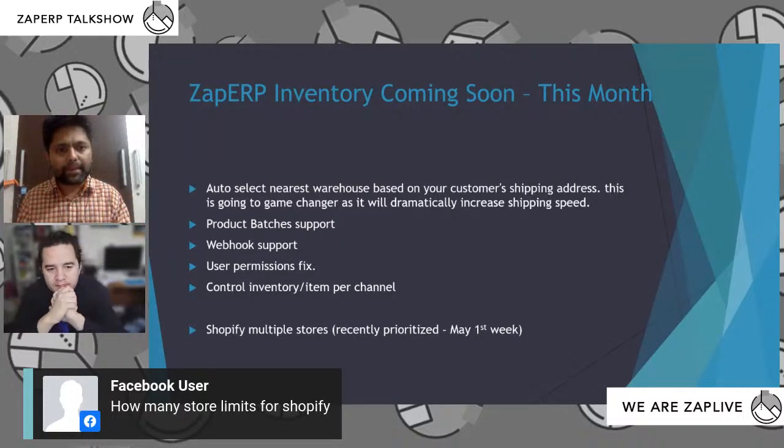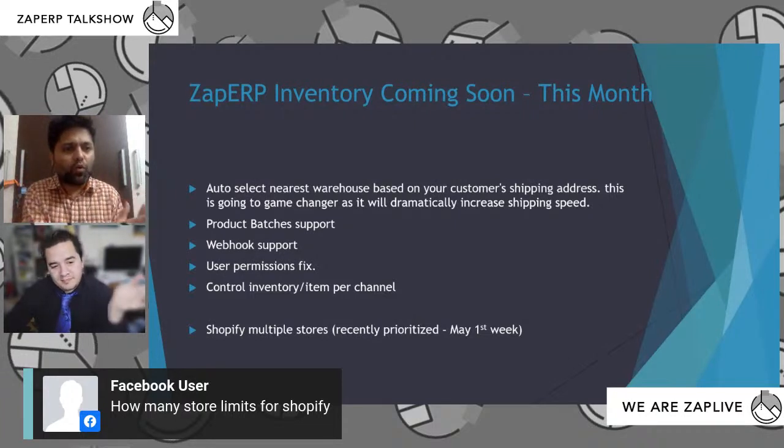Then webhook support, it's available partially, and should become available for everyone. User permission fix should become available for everyone early next week. Control inventory item per channel is already available. So you can already control what item you want to push to a specific channel and what item you don't want to push to a specific channel. The only thing we want our customers to do is, if you have questions, just chat with us, because some of these features can be a bit complicated. For example, you have connected WooCommerce and Shopify, and you don't want to sync your WooCommerce items to Shopify and vice versa. Just talk with us, and we can help you get those setups done in the right way.